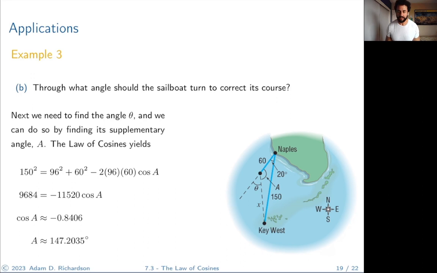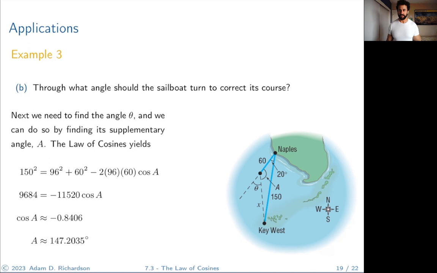Where did it go? Oh, yeah, okay, there we go. So now we know all three of these sides, right? We know these three sides. If we want to know this angle theta right here, it'll help if we know this angle A right here. If we know this angle A, then we can find this angle theta, because A and theta are supplementary angles. They add up to 180.